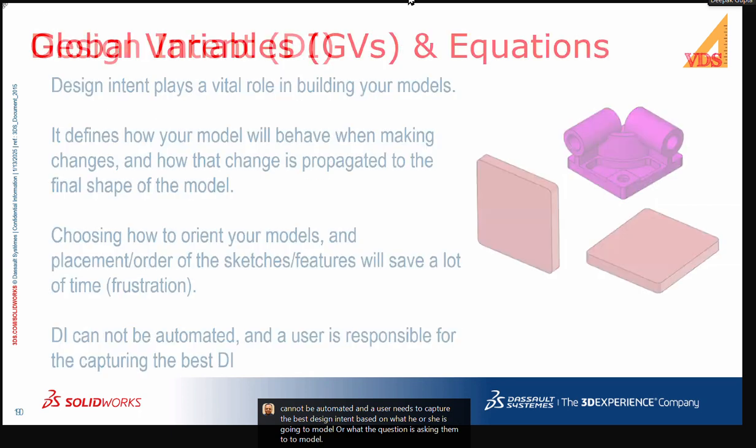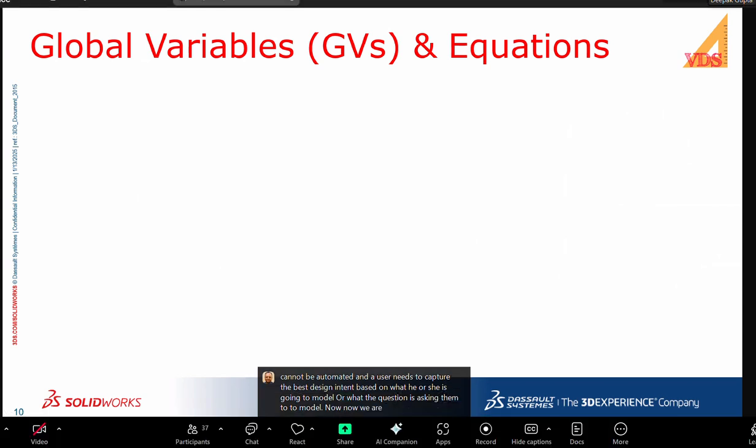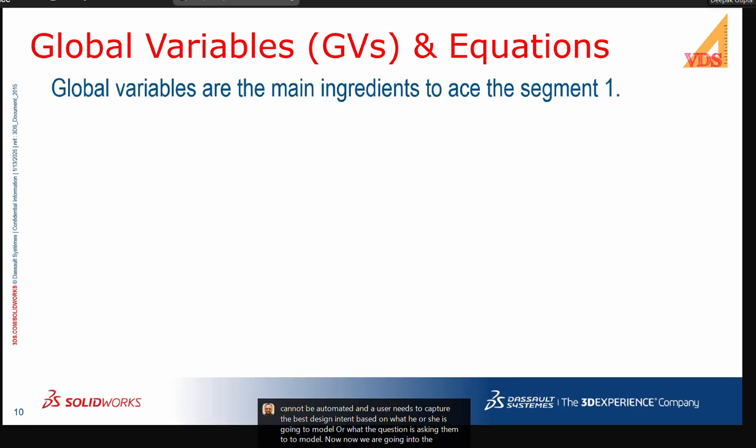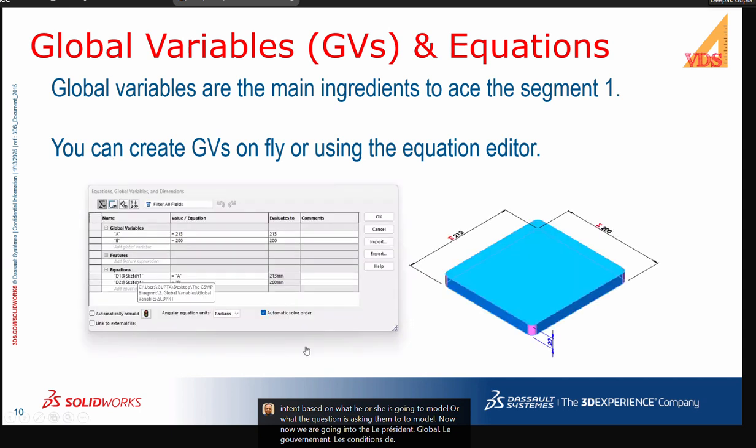Now we are going into the exam topics. The first topic is global variables and equations. Global variables or equations will be the main ingredient when you want to do segment one. The best part about global variables or equations is that you can create the global variables on the fly or using the equation editor. So let's look at how we can create the global variables on the fly, or how we can use the equation editor. We'll look at one example of each.